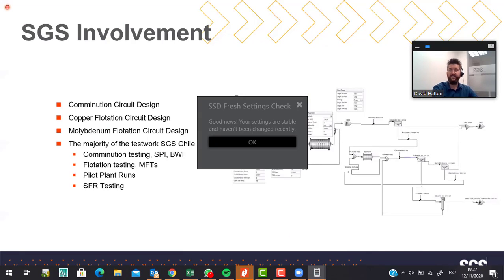How was SGS involved? Well, we got involved in all aspects of the concentrator design: the comminution circuit, the flotation circuit, both the copper and moly, and the majority of the test work, which was done in SGS's laboratories in Chile. This included the geometallurgical tests, SPIs, Bond work indices, MFTs, as well as pilot plant runs and the stage flotation reactor tests.